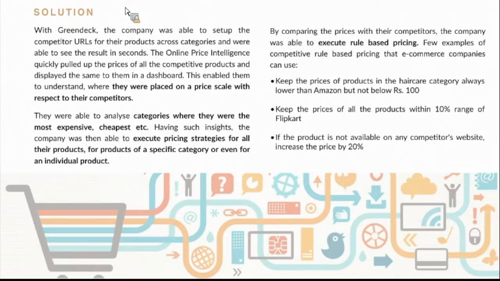These are some hypothetical examples that the company could have done using the competitive part and the rule engine part of the product. Say, keep the prices of products in the haircare category always lower than Amazon, but not below rupees 100. Or keep the prices of all the products within a 10% range of Flipkart. Or if the product, say, is not available on any competitor's website, increase the price by 20%. So these were the different kinds of strategies the company could have run, and using rule-based pricing and competitive pricing, the company was able to see a 20% bump in their revenue.